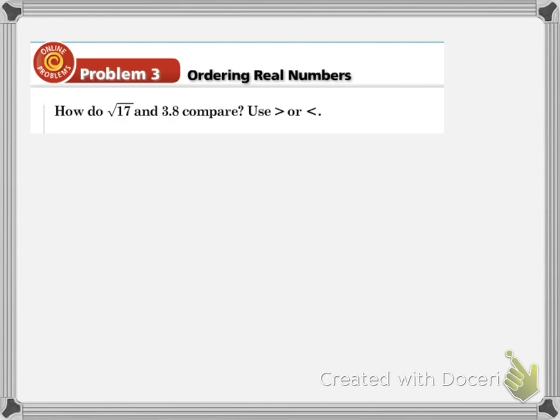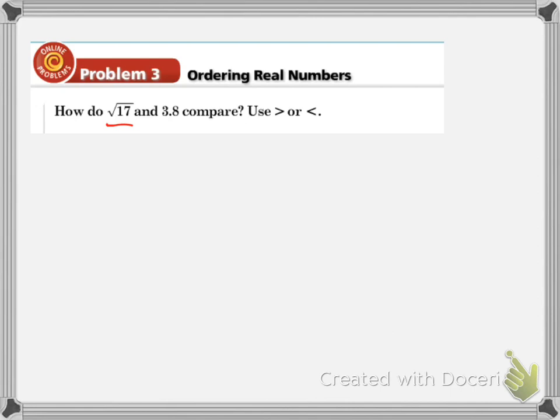So in problem number 3, we're going to talk about ordering real numbers. So whether you're given a fraction, a decimal, a radical, we want to be able to compare their actual value to one another. So here we're comparing the square root of 17 and 3.8. So what I'm going to want to do is get the square root of 17 to a decimal, so they're in the same notation, and we can compare them from there.